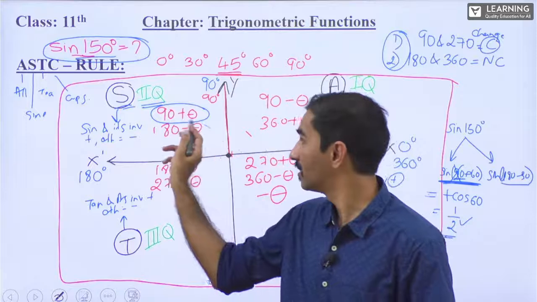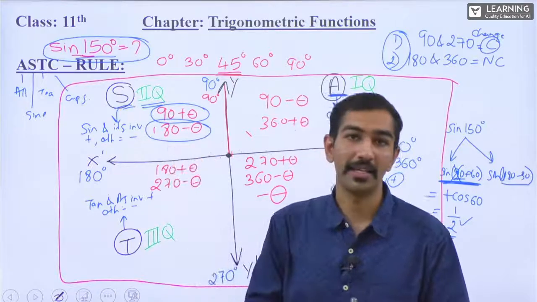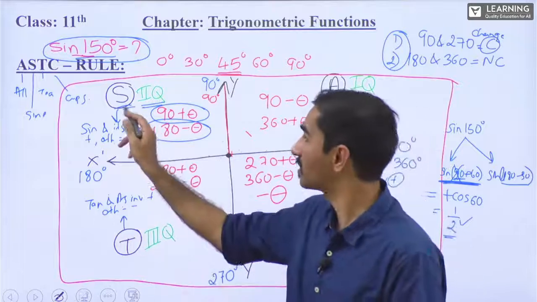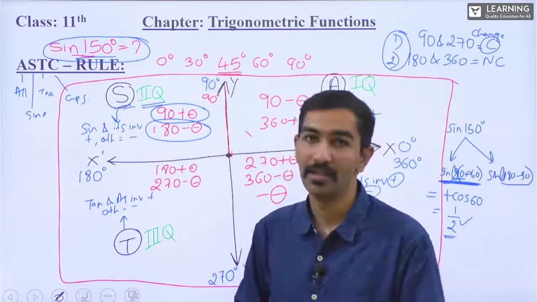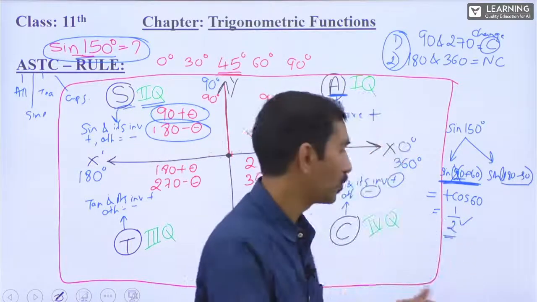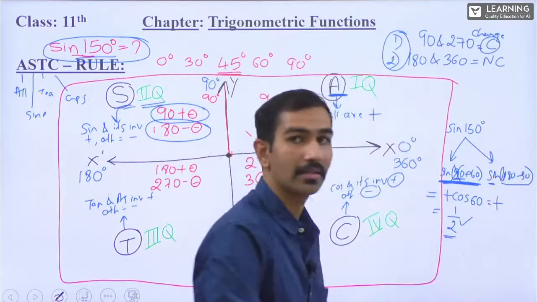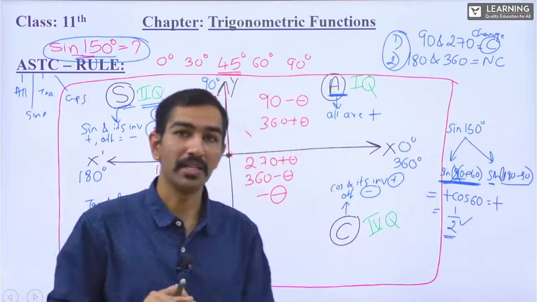Now 180 minus theta is lying in which quadrant? Second quadrant. And what is happening in the second quadrant? Sine and its inverse are positive, right? So for 180 minus theta, what should we do first? Here we have sine, so we will write plus. So 180 minus theta's work is done.